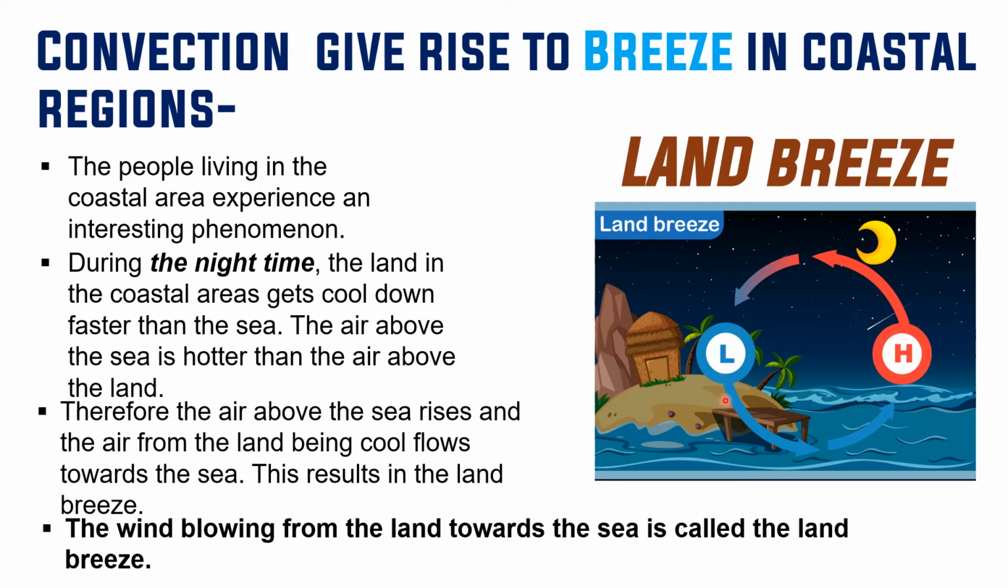This cycle is called land breeze. The wind blowing from the land towards the sea. This movement of air from land to sea is called land breeze. And what about sea breeze? Sea breeze is from the sea to the land. But land breeze is the wind blowing from the land towards the sea. So don't confuse land breeze and sea breeze. Study very well.